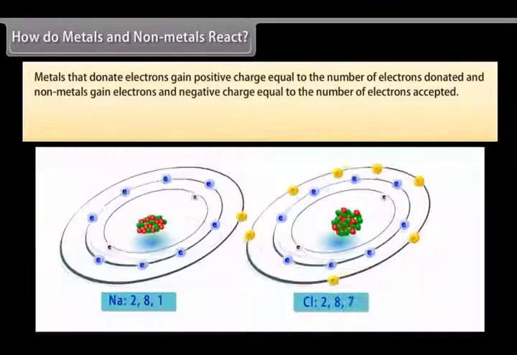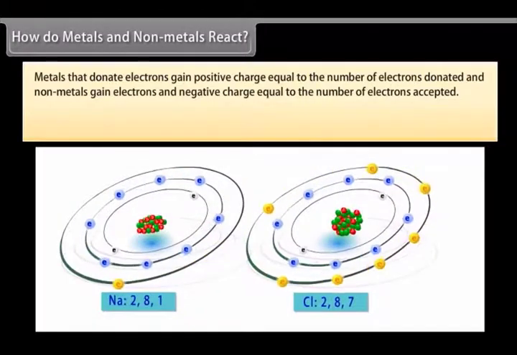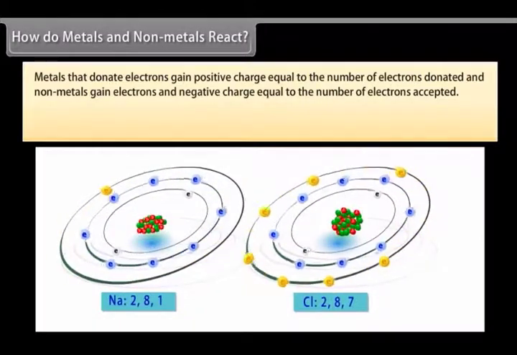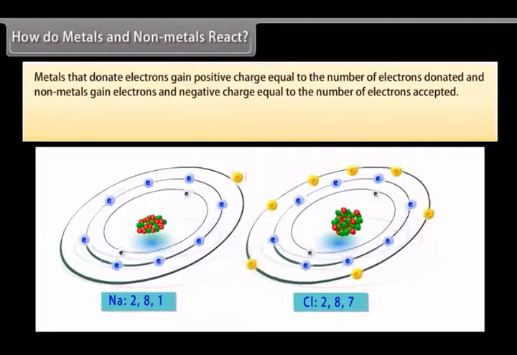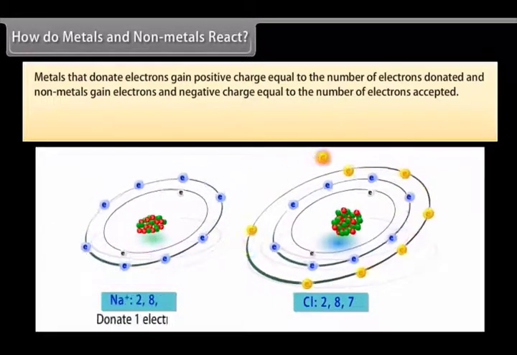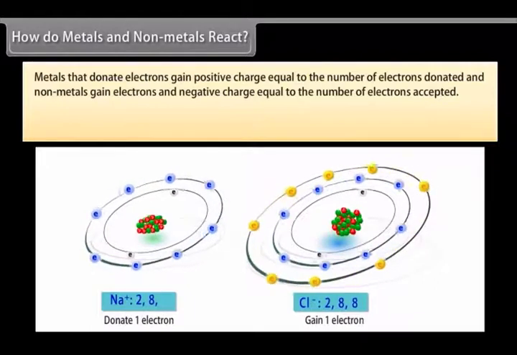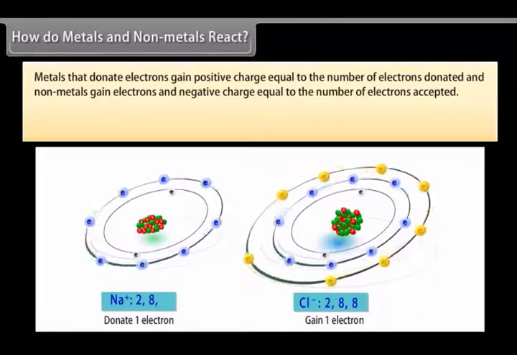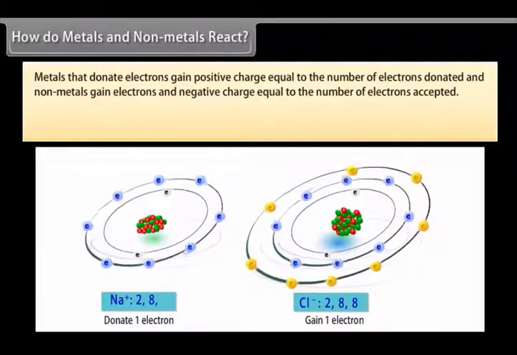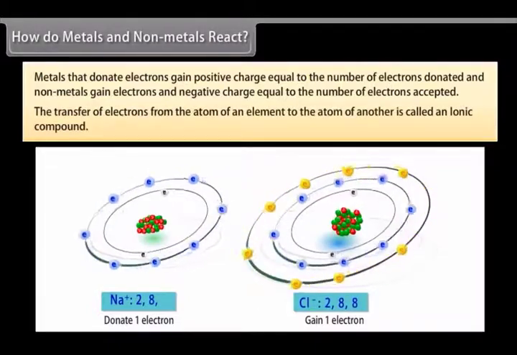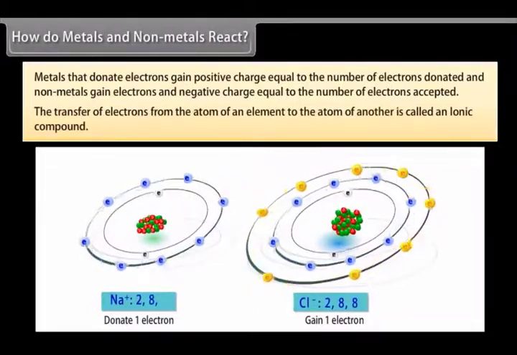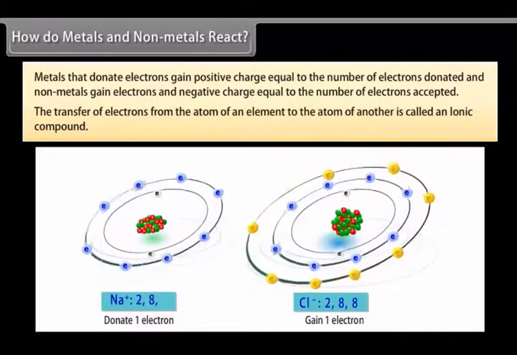When a metal atom donates 1, 2, or 3 electrons from its valence shell to another nonmetal atom that has the ability to accept these electrons, it is known as electrovalency. As a result of this, both these atoms form the structure of an inert gas. The transfer of electrons from the atom of an element to the atom of another is called an ionic compound.